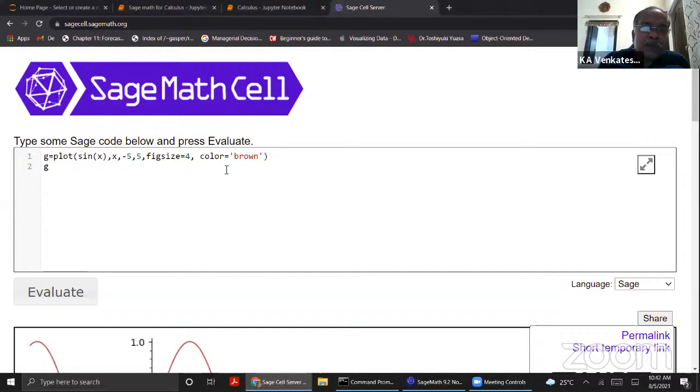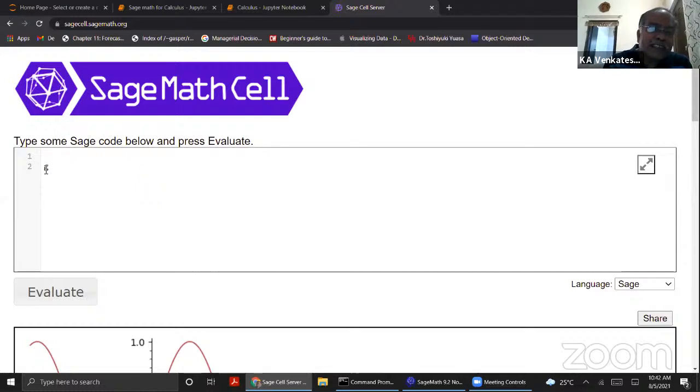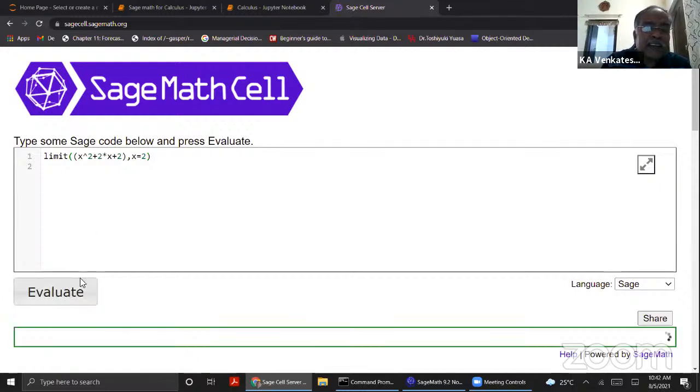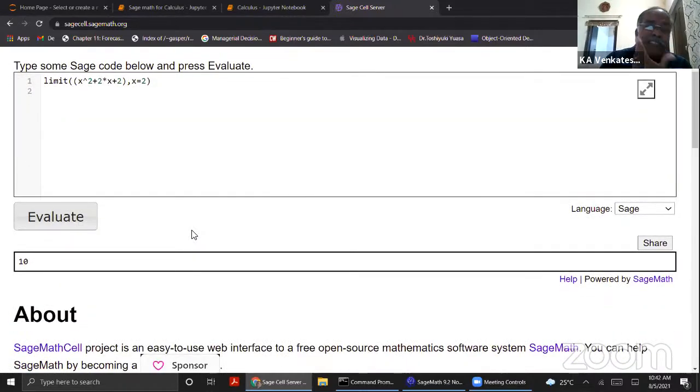Now, suppose I want to do it the simple way. I'll remove this part; this is the only thing I said. The drawback of this is otherwise we can do it here. If I want to find the limit of x square plus 2 star x plus 2, I want to put this one. So limit f of x is completed, with x equal to 2. If I do it this way, I'll get the value. So the value is 10.